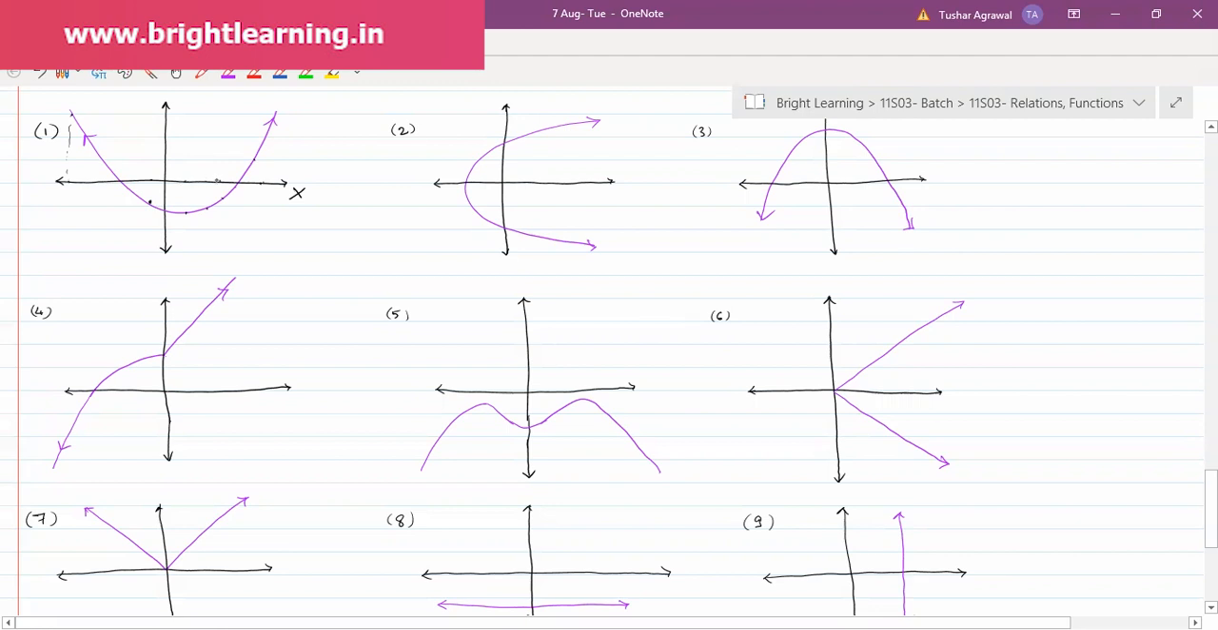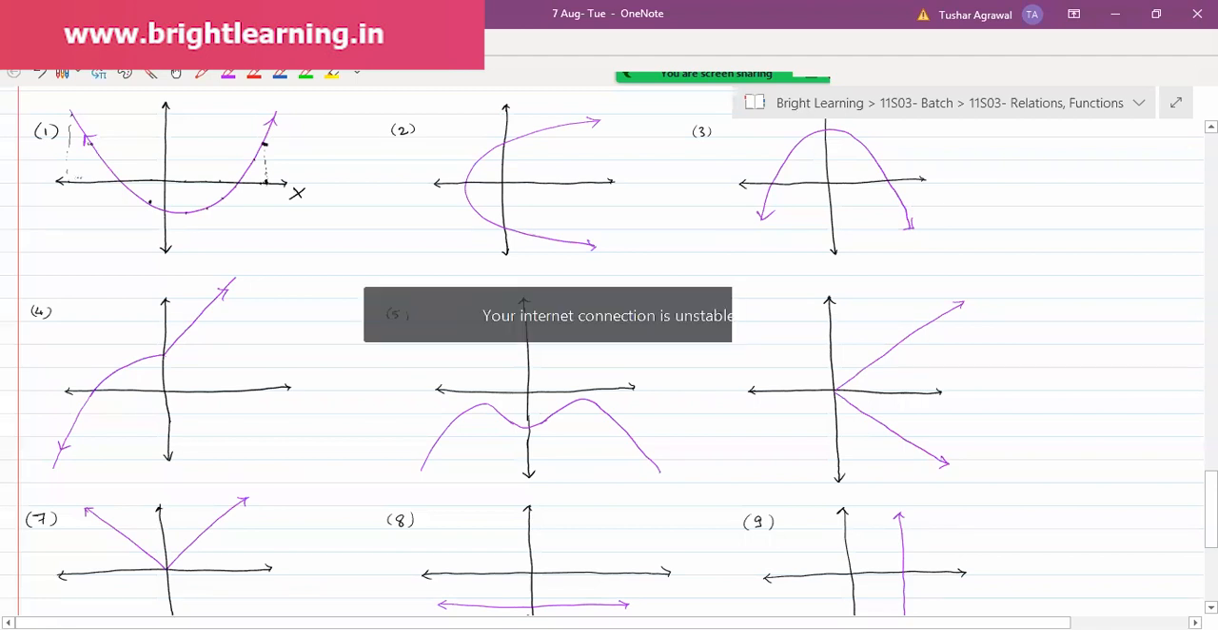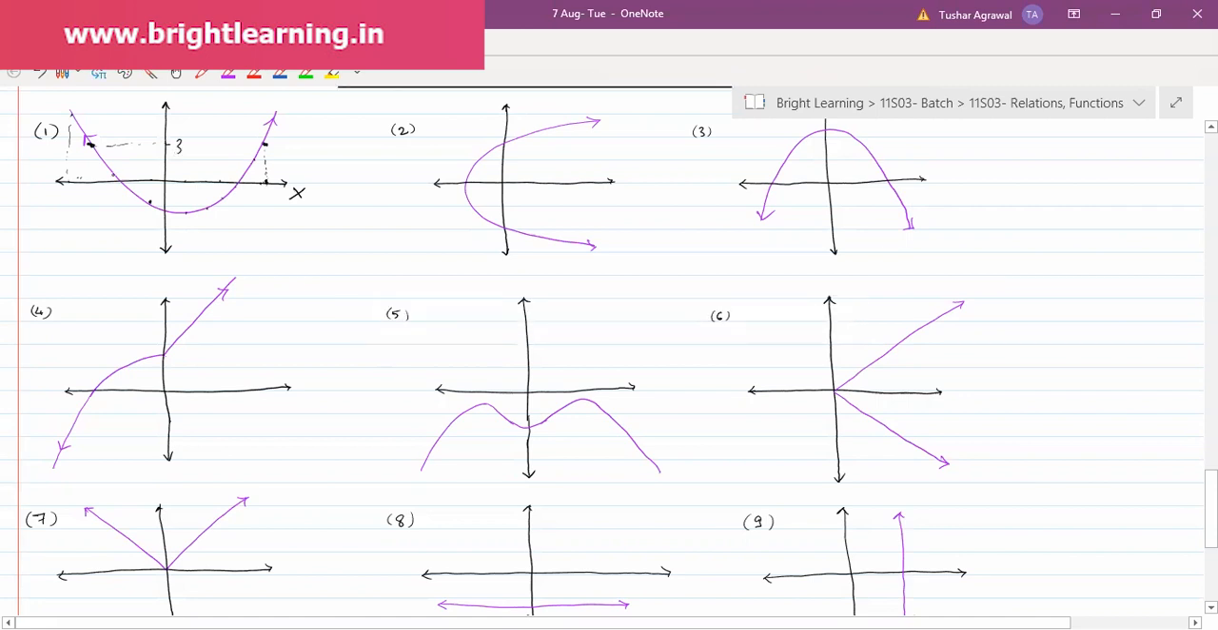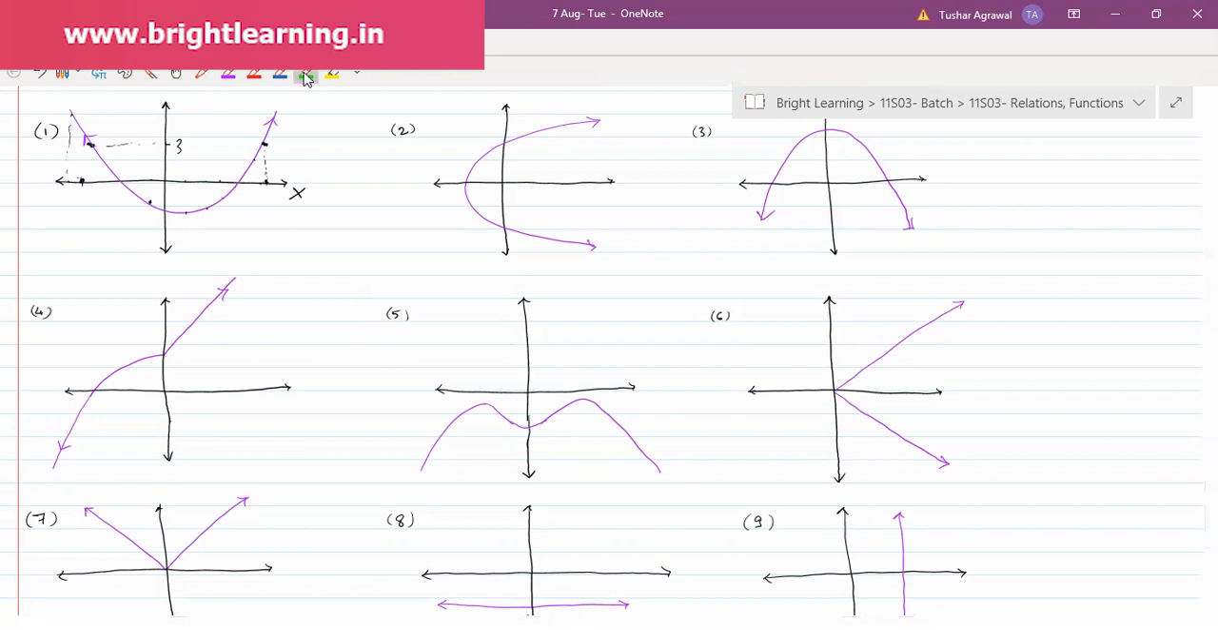If you choose any x coordinate, the corresponding y coordinate should be 1 only. Different x's may have the same y coordinate, like here, this point also has the same y coordinate. Let's say this is x equal to 3. We need not bother about this x and this x. Different x's, same image, it's possible, but a single x should have a single image only. So yes, this is a function.